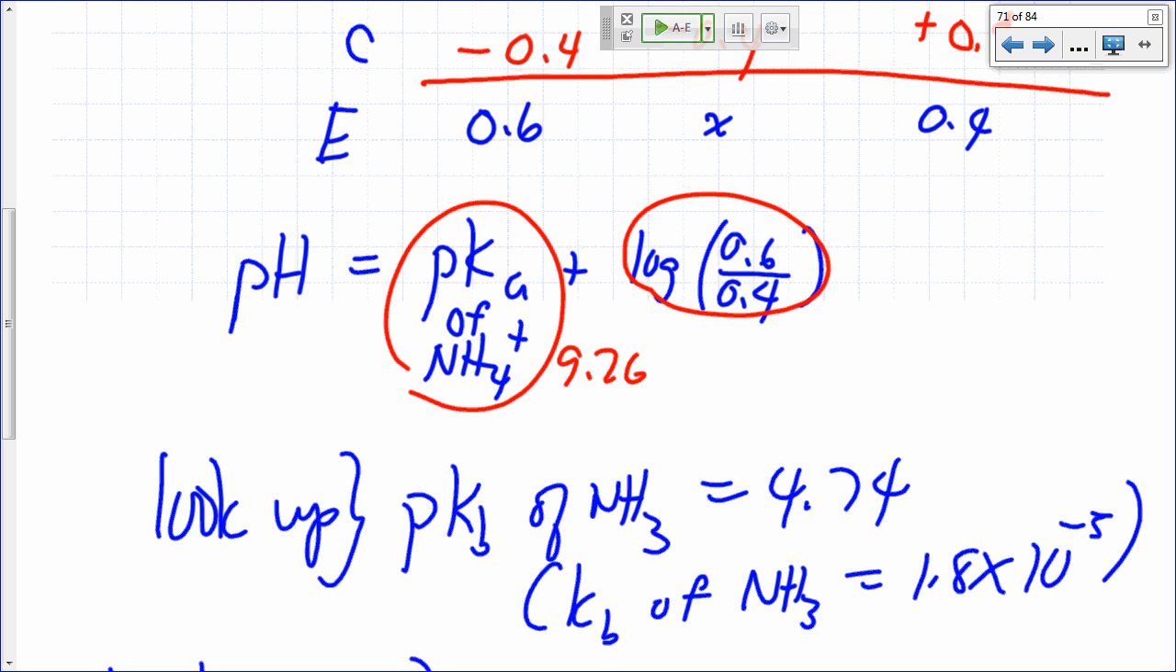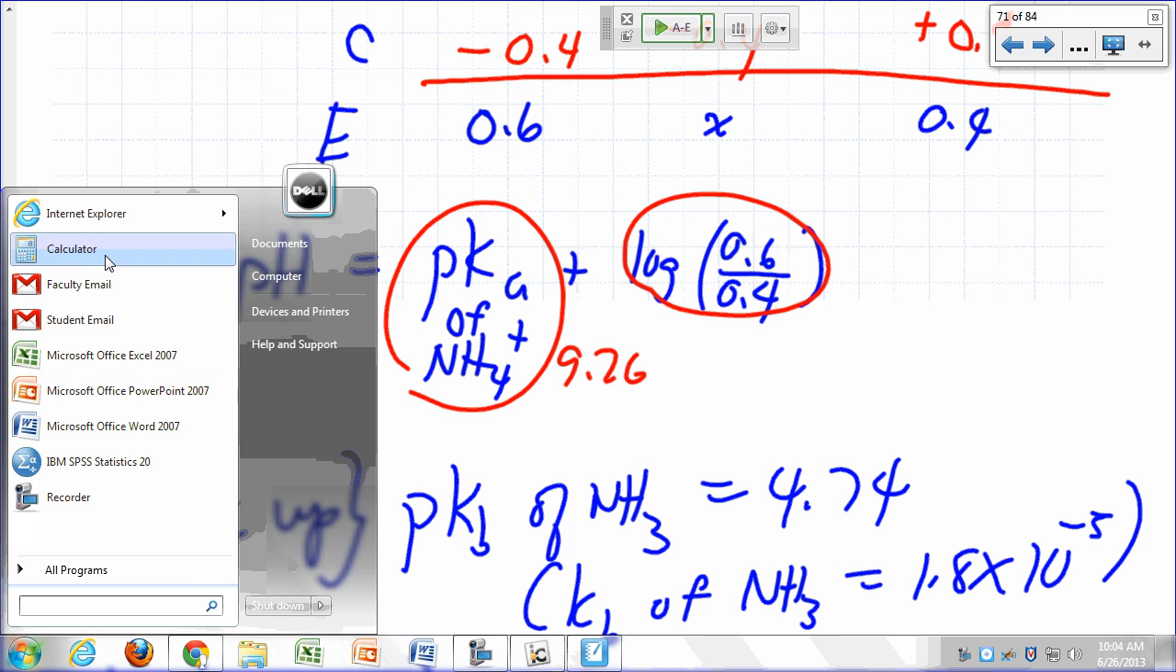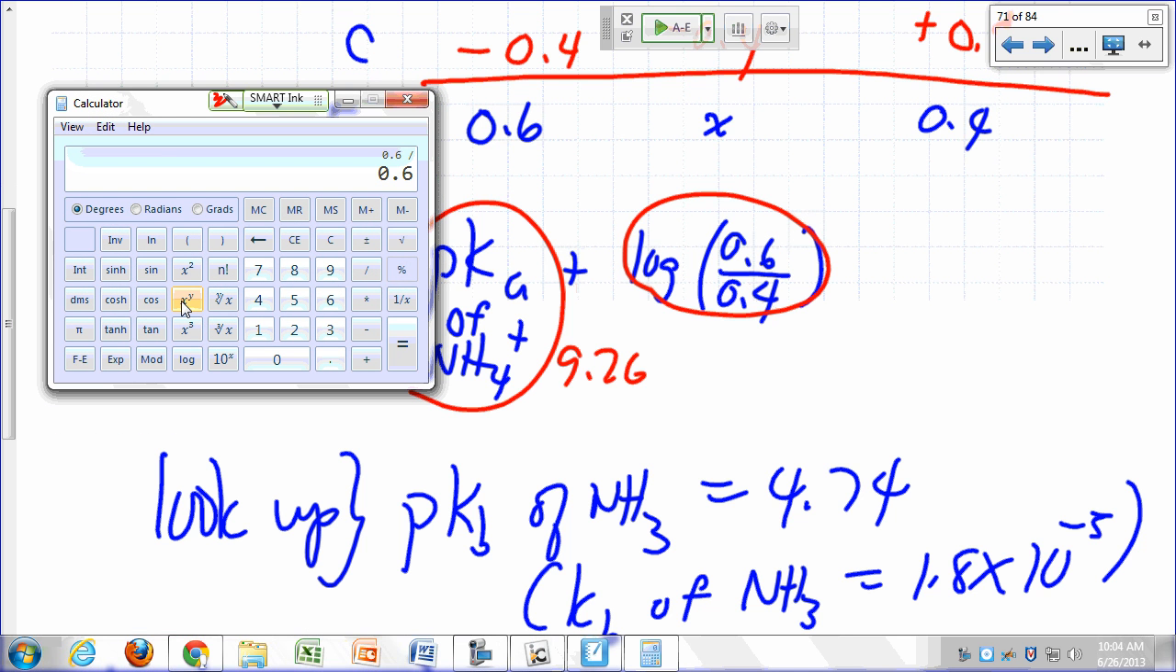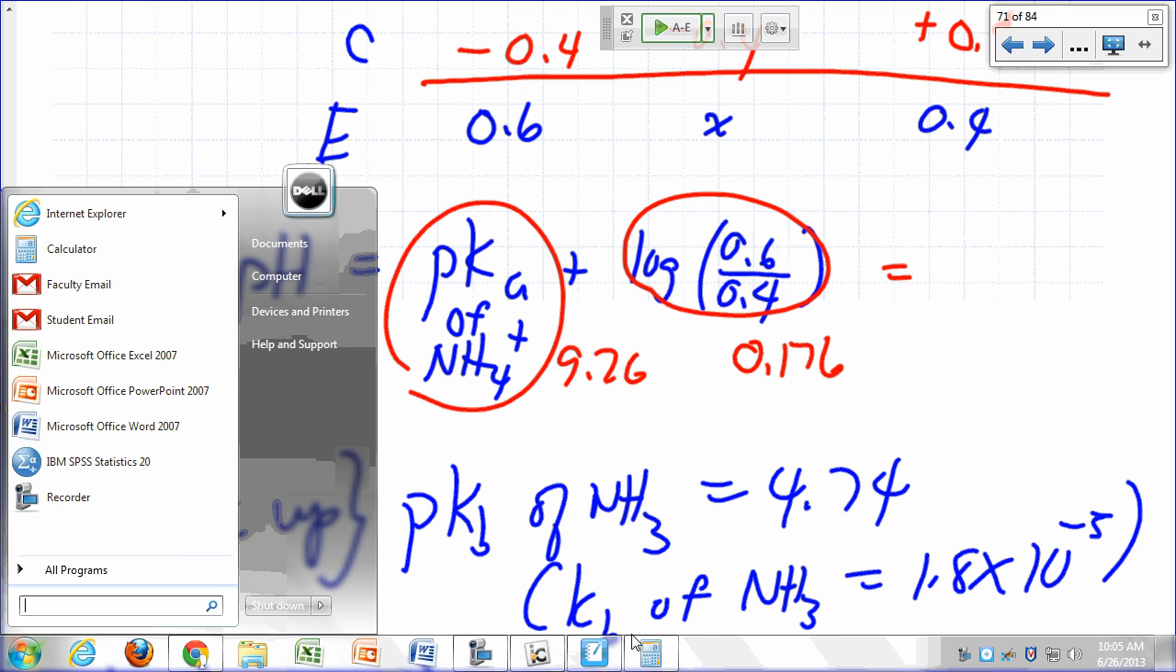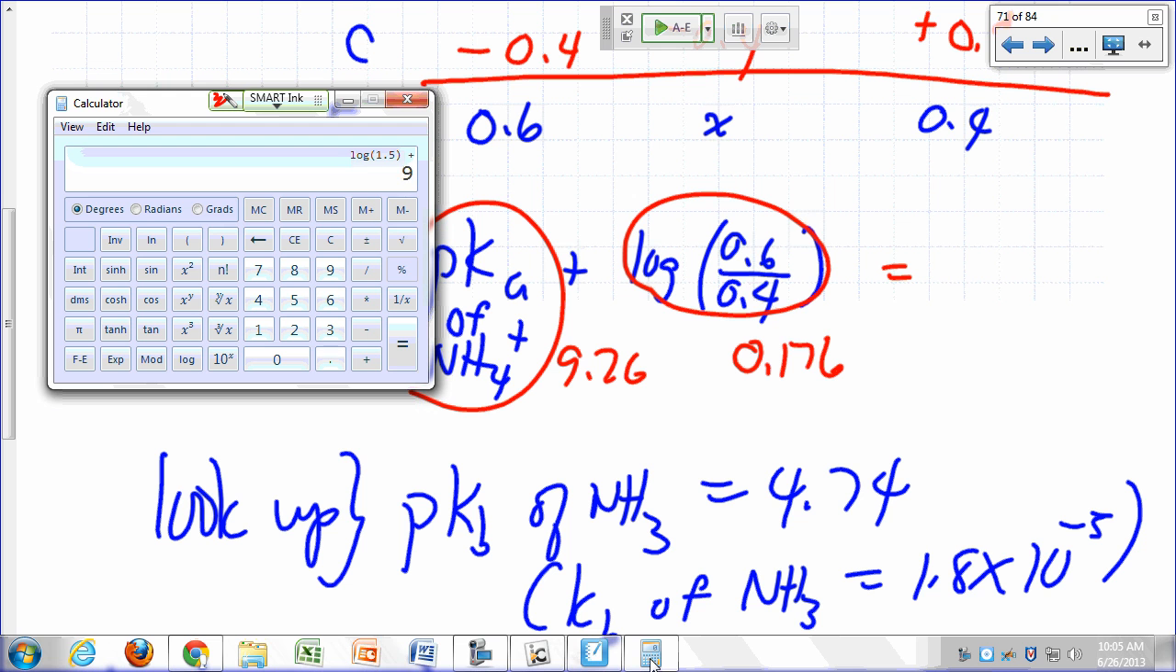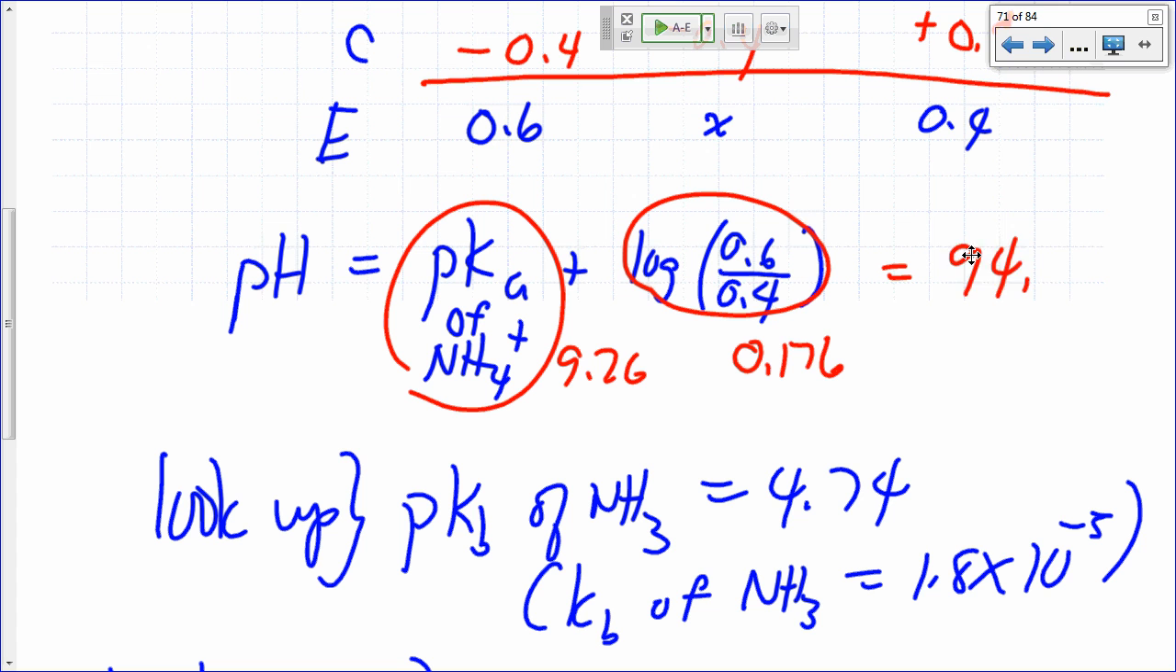And what's log of 0.6 over 0.4? 0.6 divided by 0.4, that's 1.5. Take the log of that. That's 0.176. So what's 9.26 plus 0.176? That's 9.43. Okay, that's the pH of your mixture.